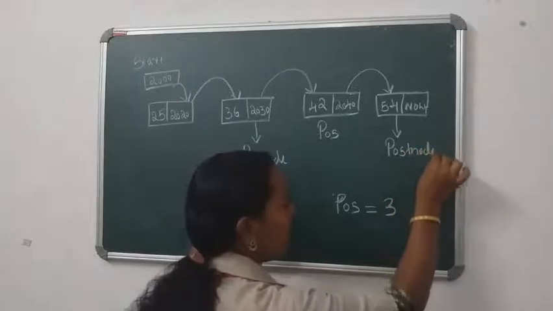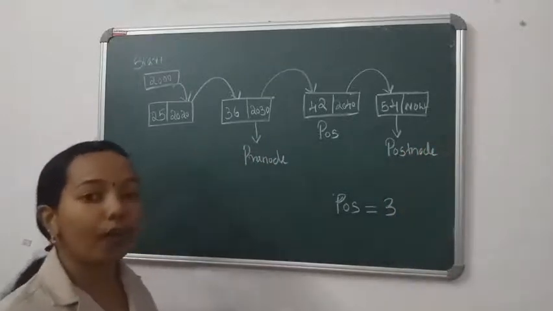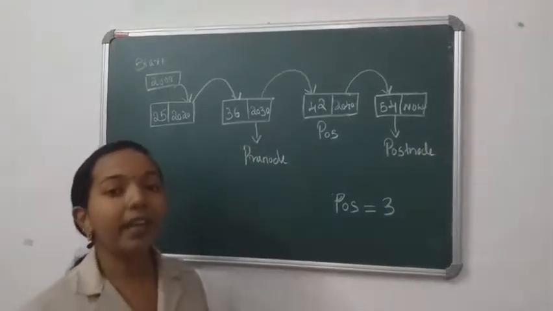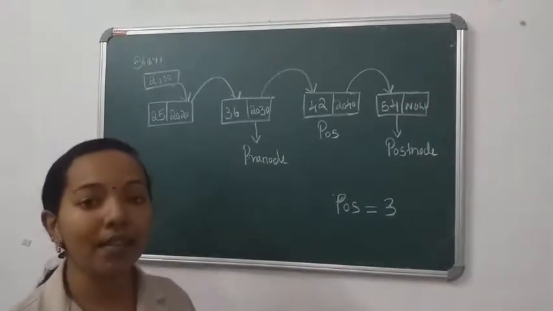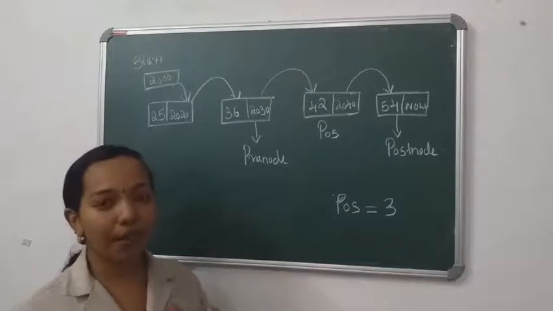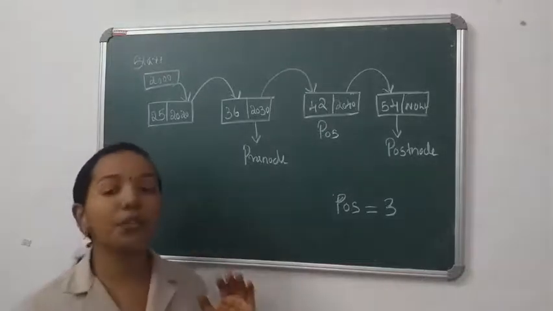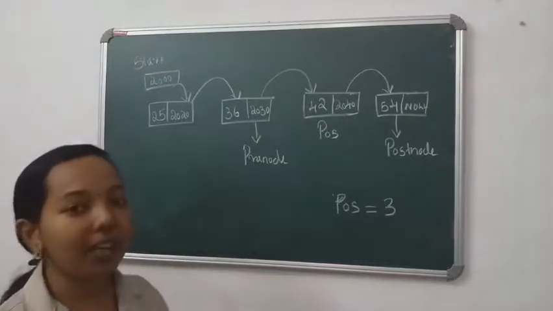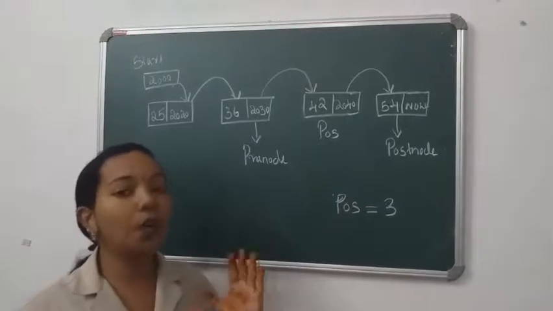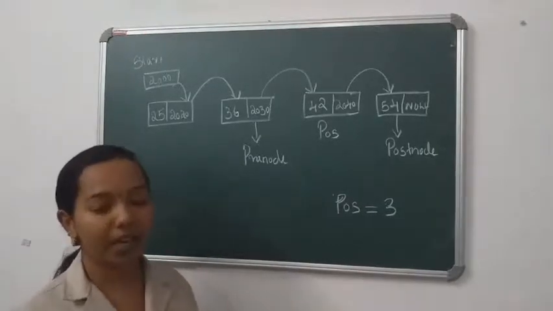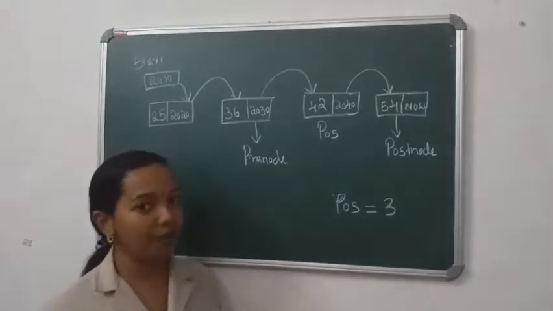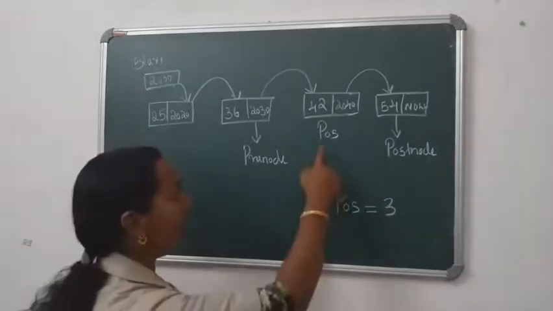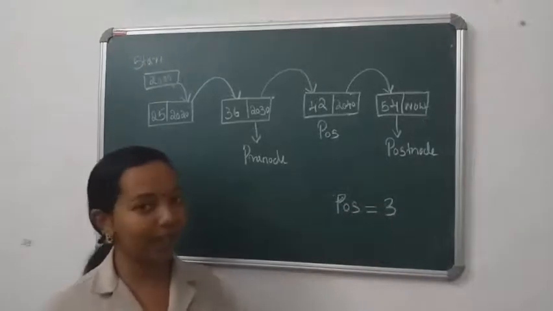First you want to identify the pre-node and post-node. In the deletion algorithm, the first step is to identify the pre-node and post-node. The pre-node indicates position minus 1. Which element we are deleting, that you want to identify using the traversal operation. By traversal, I identified the position equal to 3.